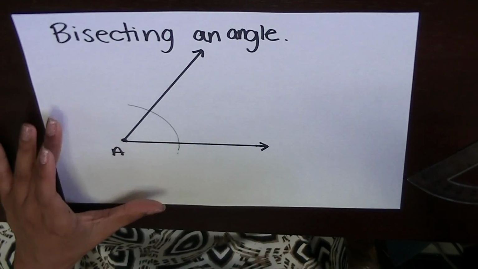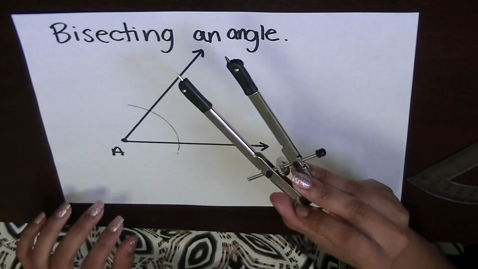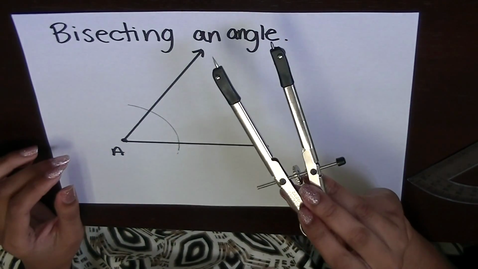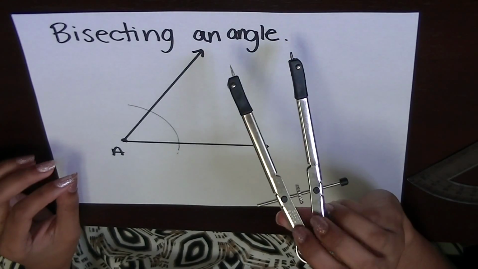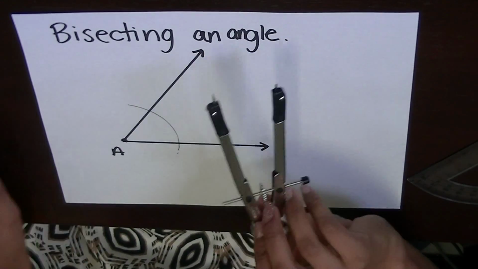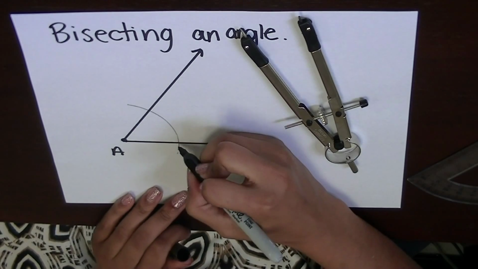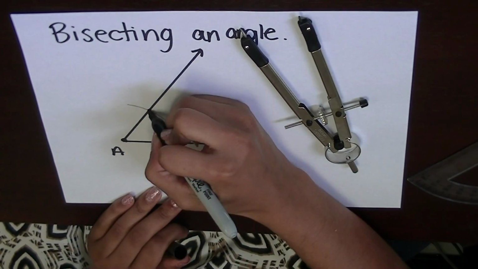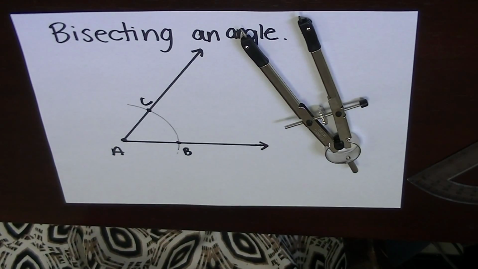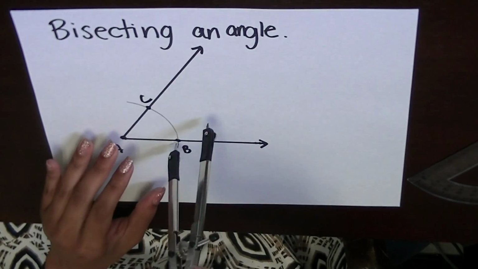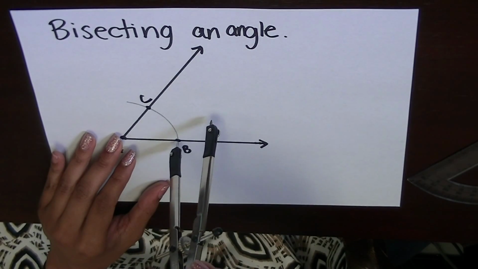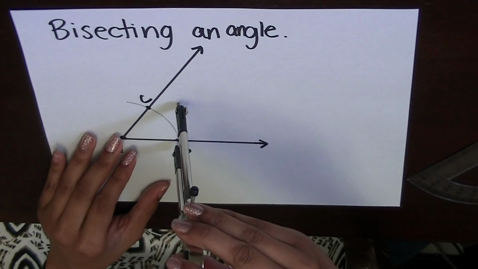Okay? Now, after we drew that arc, you want to make sure that you do not change the width settings on your compass. And there are two intersection points. I'm going to label them B and C. You place the pointy end of your compass that you didn't change the width of on the intersection point, which is B. You want to draw a nice little arc.